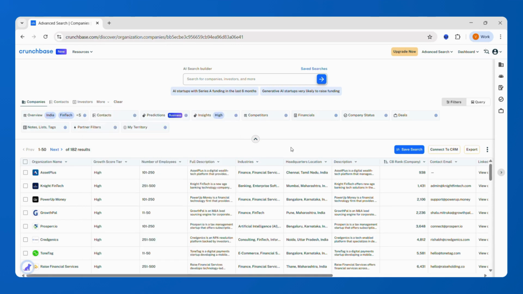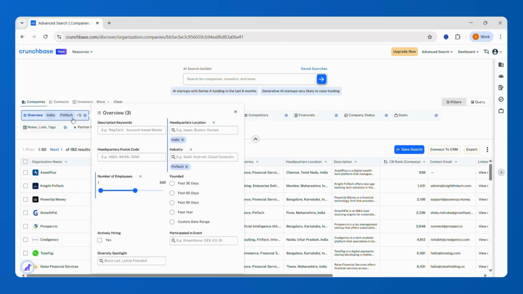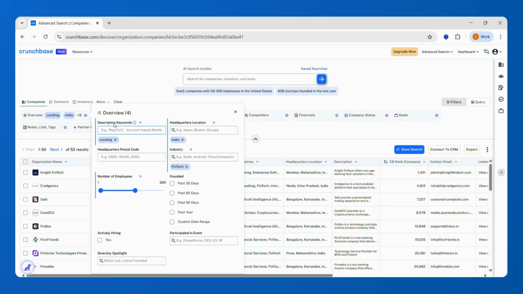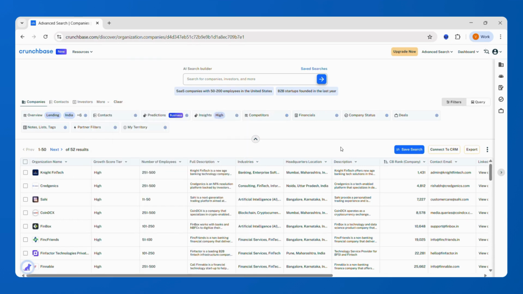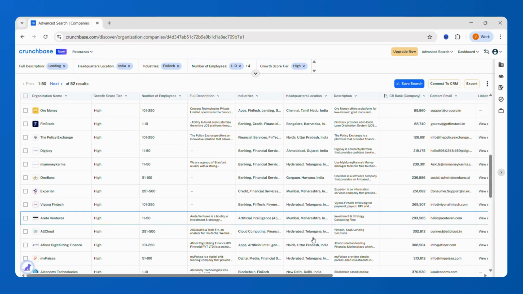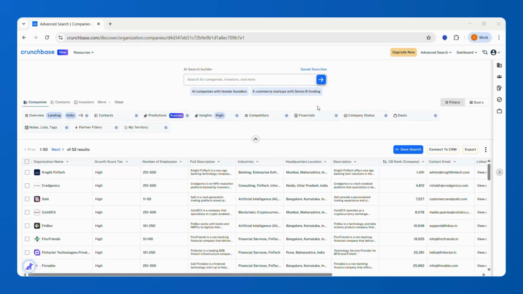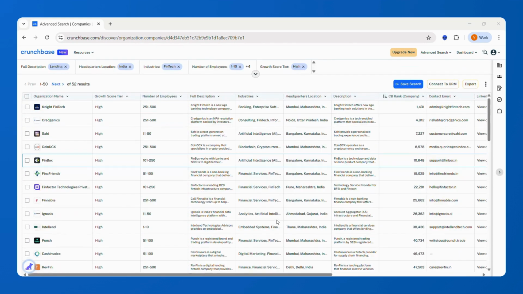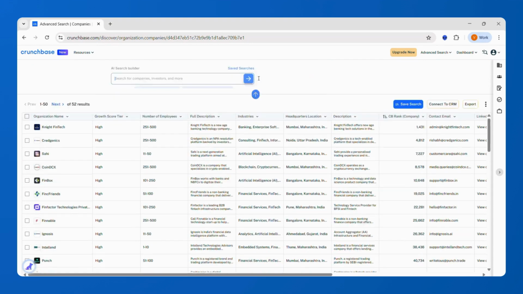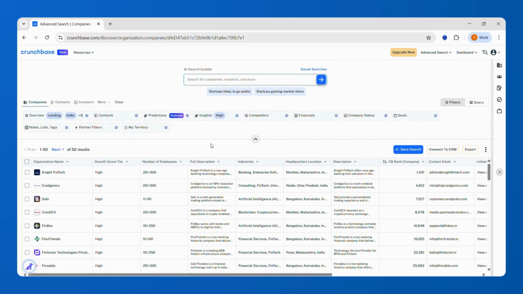Now in this as well, say if I want to search for a specific company in a specific segment doing something specific. For example, if I'm looking for a company that is in the lending space or lending marketplace, what I can simply type over here in the description keyword is lending. And I'll get all of those companies that are currently into the lending space. So this is how I can narrow down my results and look at specifically those companies who fit into my criteria or are offering what I'm looking for as per my ICP.